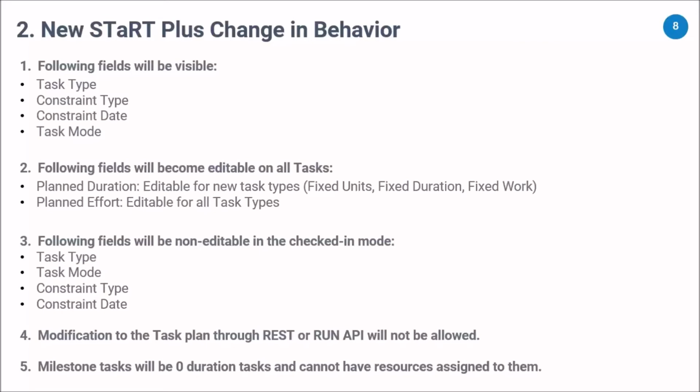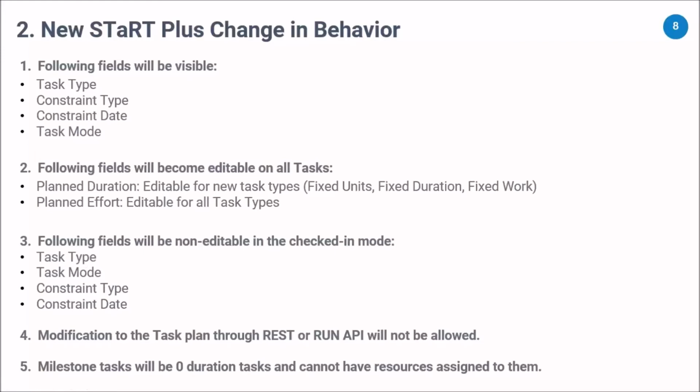Just a note on that, whenever you enable the Start Plus module with the help of our support team, there are some changes that you would experience as part of it. So certain fields will be visible, like the task type, constraint dates, type, task mode. Certain fields will become editable. So we saw that the planned effort has become editable for all the task types. Up until now, the planned effort was being driven from the resource assignments, but now it can also be set at the task level itself. Similarly, some of the fields will be non-editable in the checked-in mode because these fields are going to drive the overall scheduling.